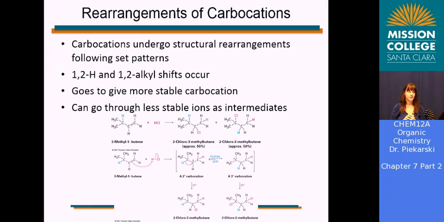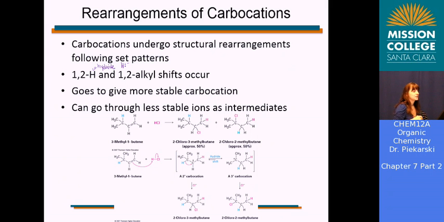Carbocations do undergo structural rearrangements. They undergo 1,2 hydride shifts. Hydride looks like this. It's a hydrogen with 2 electrons. It's a nucleophilic species. Or 1,2 alkyl shifts. The reason why they will undergo that is because they want to make more stable carbocations. And usually when you have carbocation rearrangements, you will end up getting multiple products.